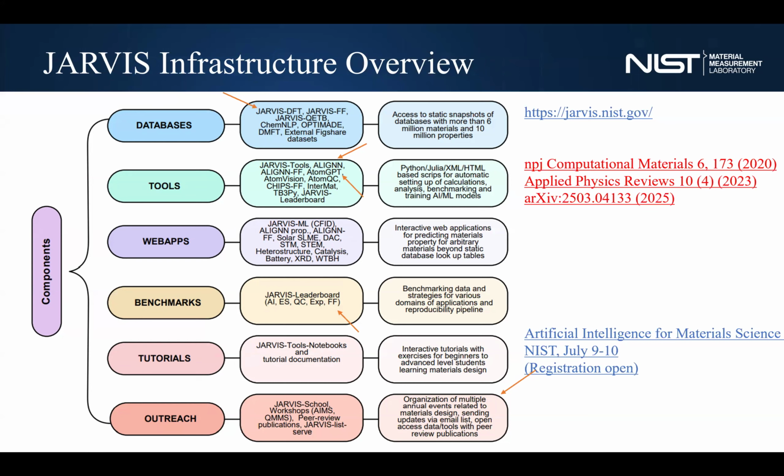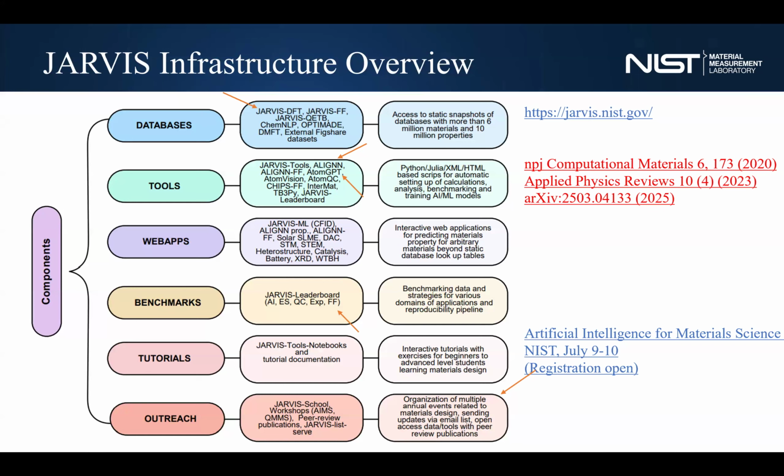We also have interactive web apps. The databases are like static images. Web apps let you work with new data. So this web app benchmarking is a critical thing at NIST. So we have a JARVIS leaderboard, which you also heard about in the previous talk. So you have at least five domains: AI, electronic structure, quantum, experiment, force field.